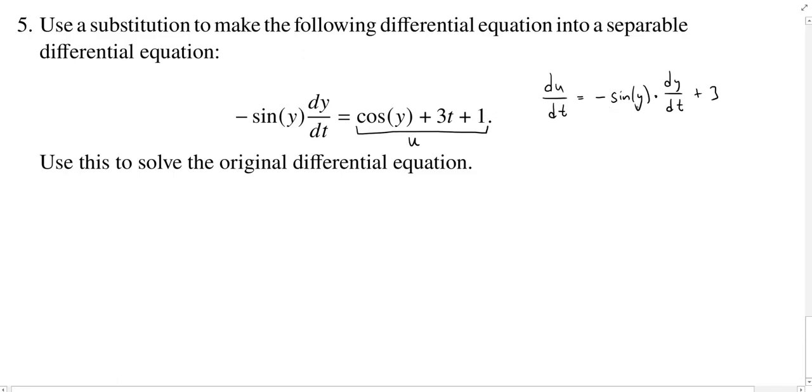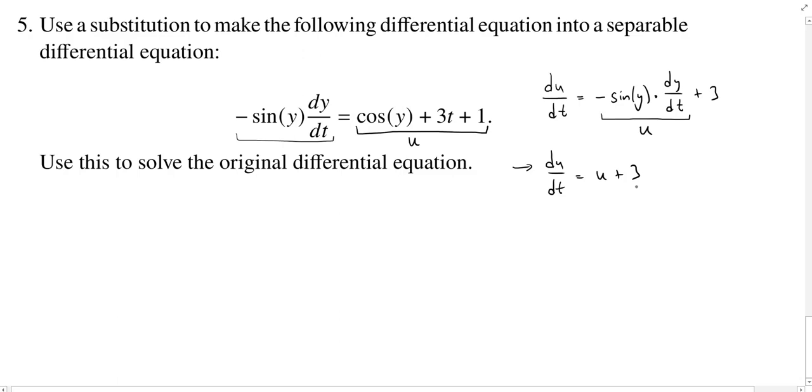Now, this negative sine of y dy/dt, does that look familiar? That's just the left side of the differential equation, which on the right-hand side just equals u. So this entire complicated expression is just equal to u. So our du/dt equals u plus 3.